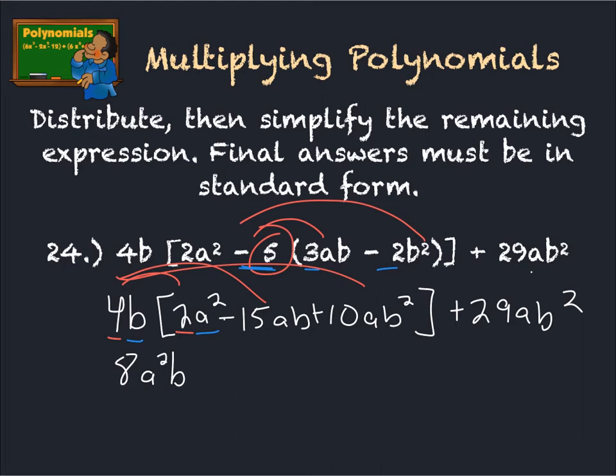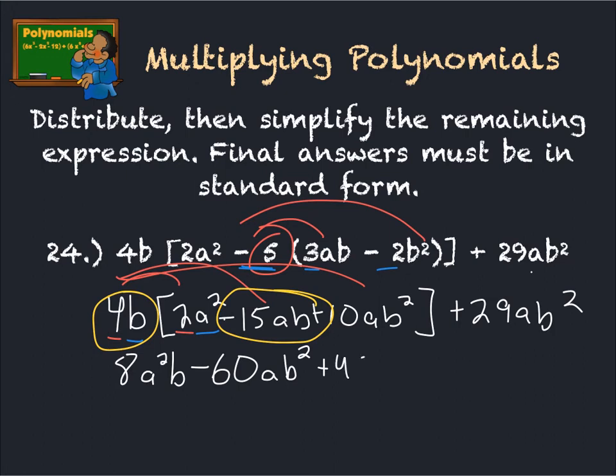Next, we're going to multiply 4 times negative 15, which is going to be negative 60. Now, I'll do this in yellow. This monomial here has an a, whereas this one does not. So I'm just going to bring the a down. However, we can multiply the b's. b times b would be b squared if we add 1 plus 1. And then your last one here is going to be 4b times 10ab squared. So again, just multiply the coefficients. That would be plus 40.